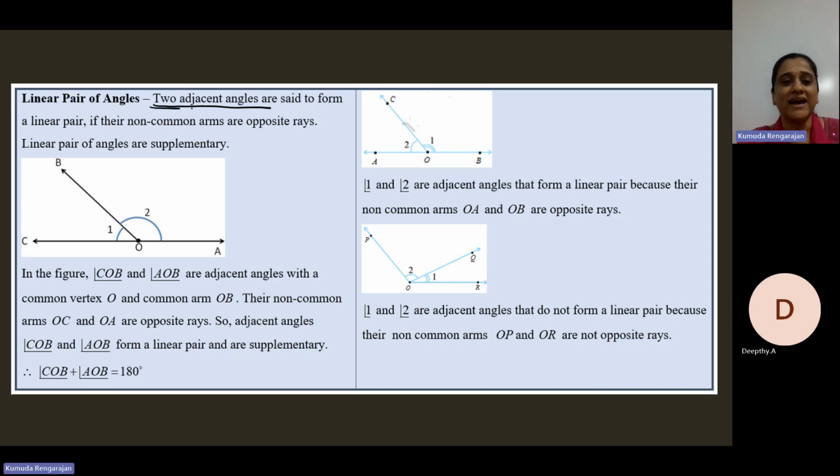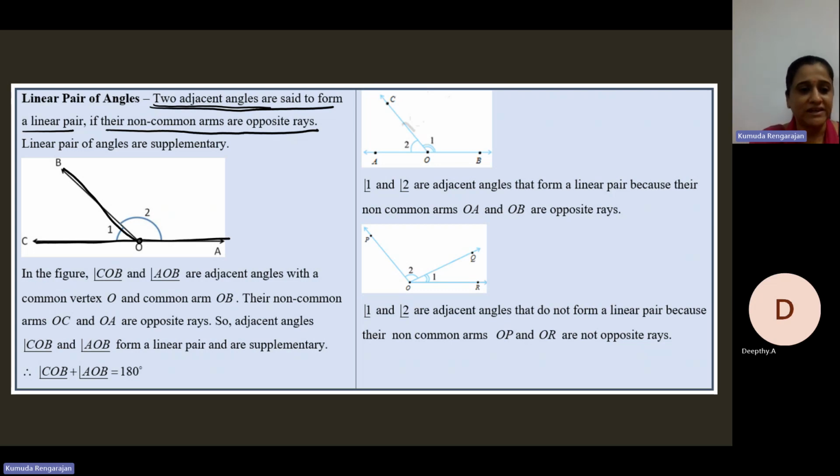Two adjacent angles are said to form a linear pair if their non-common arms are opposite rays. So in this figure, O is the common vertex, OB is the common arm. The non-common arms are OC and OA. They lie on either side of the common arm OB, and they are also opposite rays. OC is going towards west, OA is going towards east. So they form a linear pair, because their non-common arms are opposite rays.